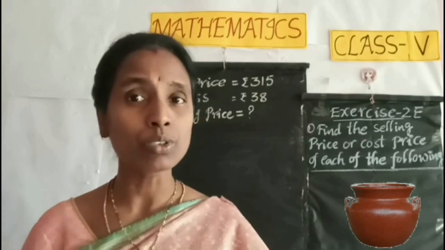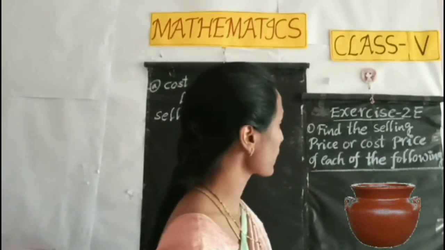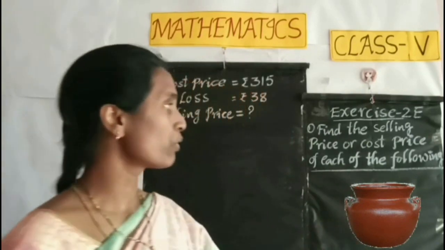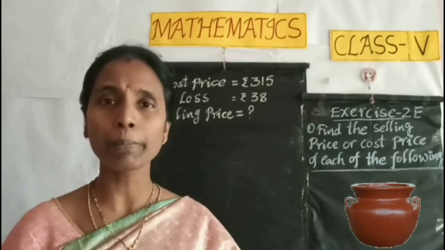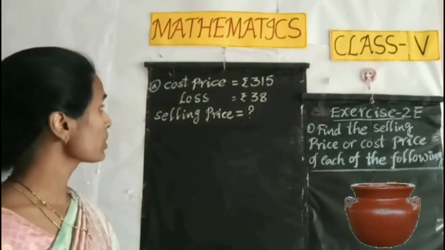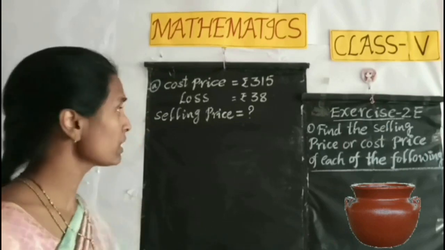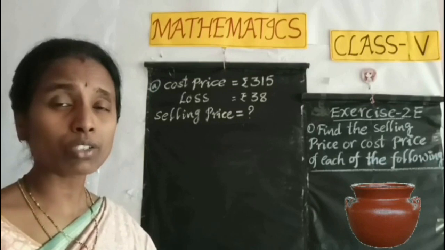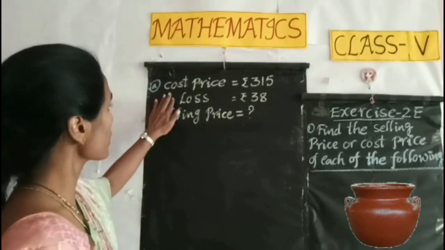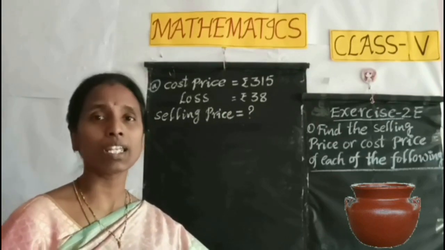Now let us do exercise 2E. Find the selling price or cost price of each of the following. Here it is a terracotta pot. What is the cost price given, children? 315 rupees and the loss is 38 rupees. So what we have to find out, children? Here cost price and loss are given. It means we have to find out the selling price.